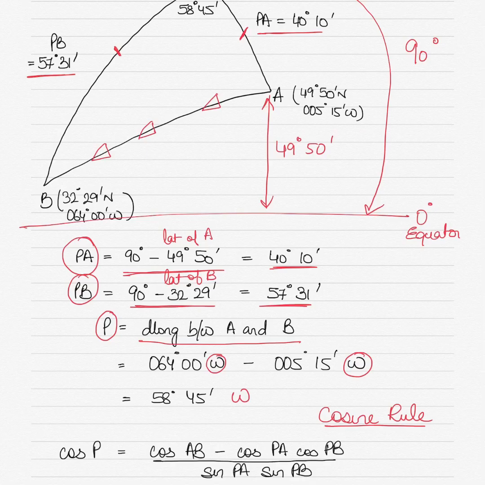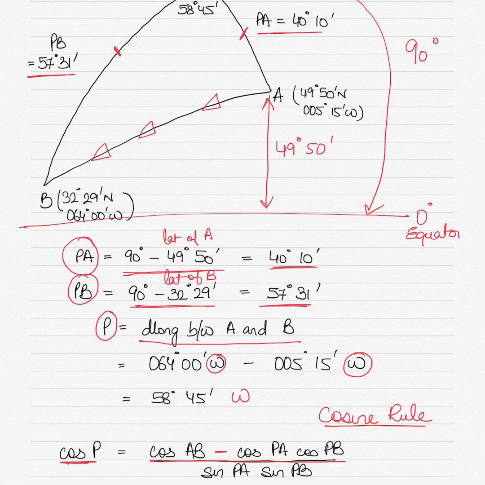So the first thing we'll do is find out the great circle distance. To do that, we put it in the cosine formula, which is cos P, the included angle, equals cos of the side opposite to P, which is AB, minus the product of the cosines of the other two sides, PA and PB, divided by the product of the sines of the same two sides, PA and PB, in the denominator.